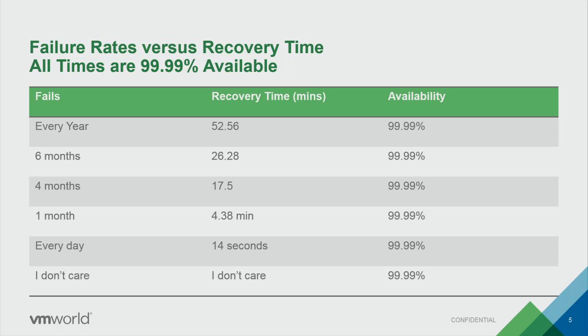So for example, let's take the third last row, right? If you had vCenter go down every month, then that means you should be able to recover within 4.3 minutes. Only then you get the 4 nines of availability, right? And if it goes down only once a year, then yes, you have a little bit more time for recovery. You can do up to 50 minutes, right? So it's something to keep in mind as you think about your vCenter availability: what is my RTO? What is my recovery time objective, right?